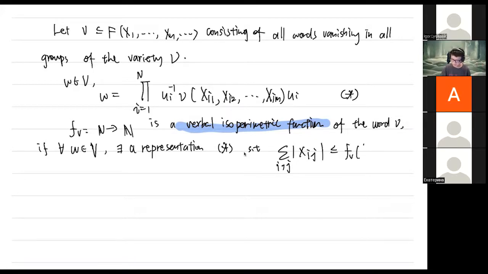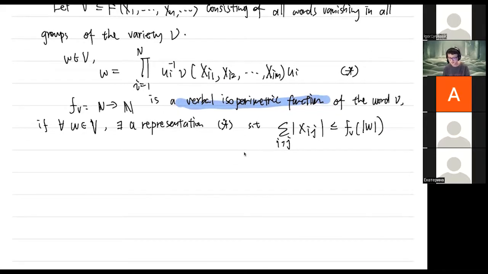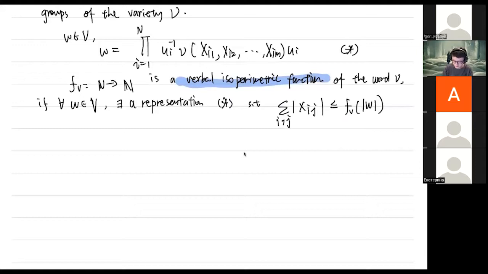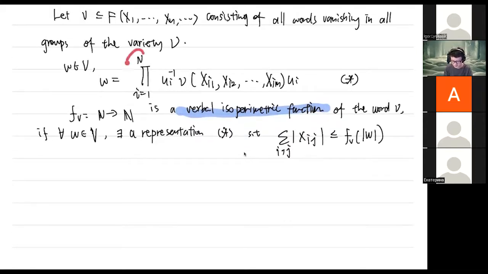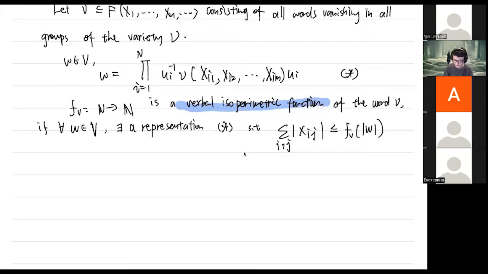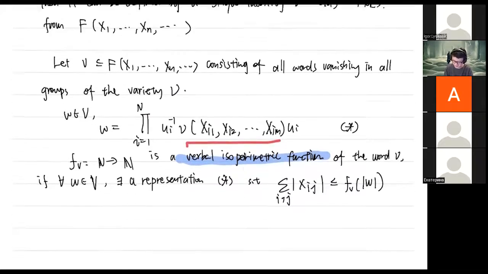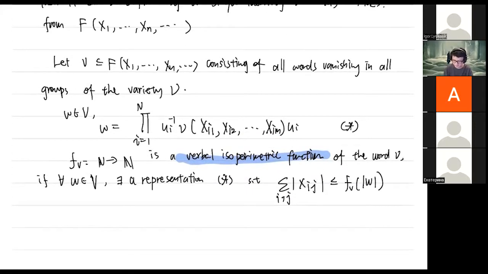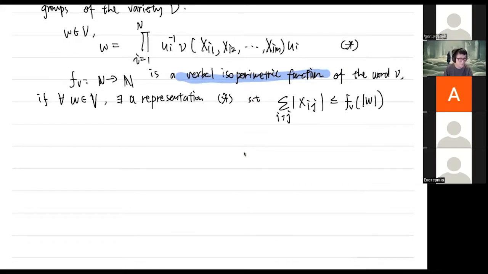such that this is bounded by the verbal isoperimetric function. But I think in one remark, they mentioned that if you just count n, so you just take this to be n, the result should be the same. Because of course the maximum number of these variables is k, which is already given by the identity. The smallest verbal isoperimetric function is called the verbal Dehn function.